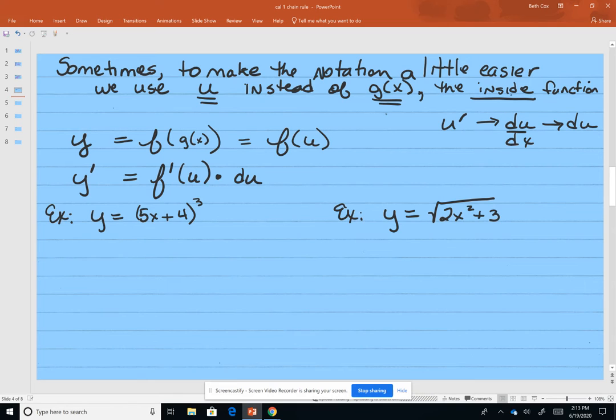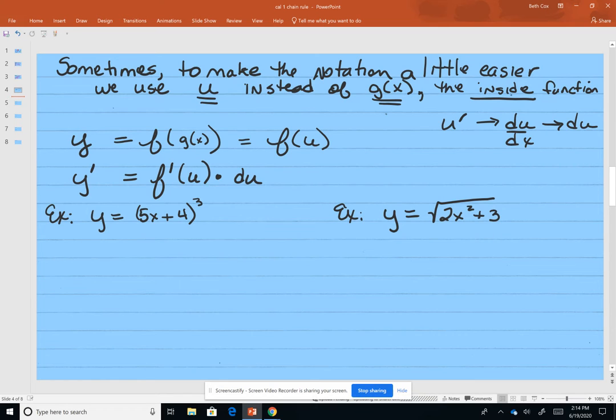So to make the notation a little easier, because of the h of x and the f of the g and all that stuff, a lot of times we use u instead of g of x, and that is our inside function. And a lot of times we also use u prime, and we use du dx to represent the derivative of u, or sometimes we just use du.